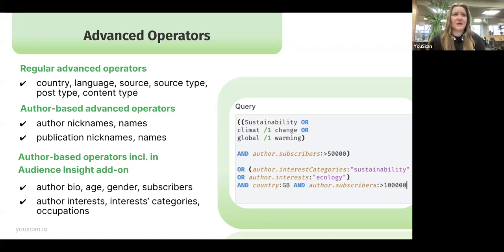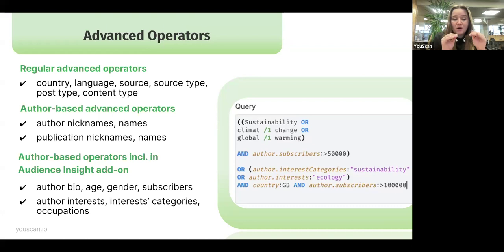So basically, we have, let's say, 3 types of the advanced operators. The first type is the regular advanced operators, which are pretty similar to the filters in the UI that we have. It's country, language, source type, post type, and content type.